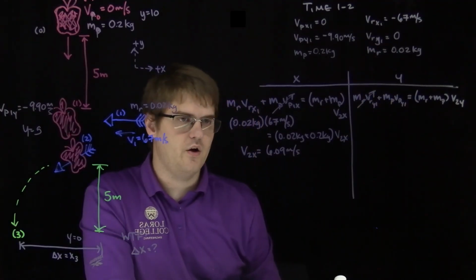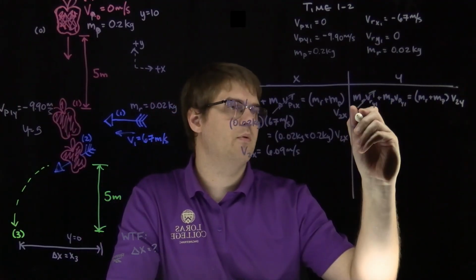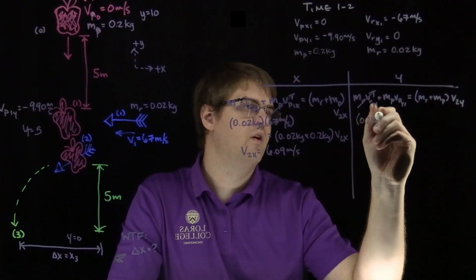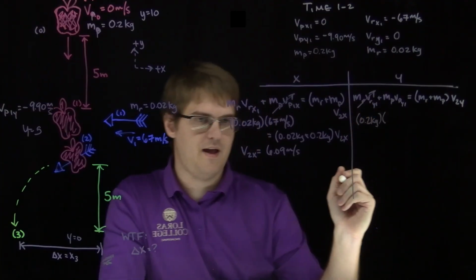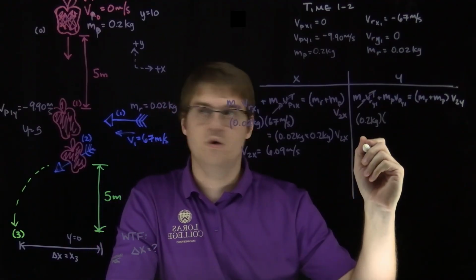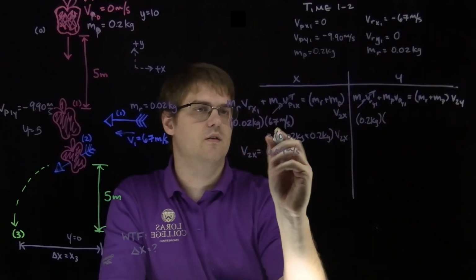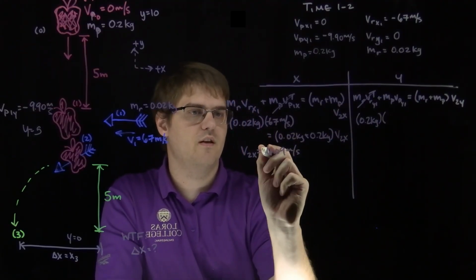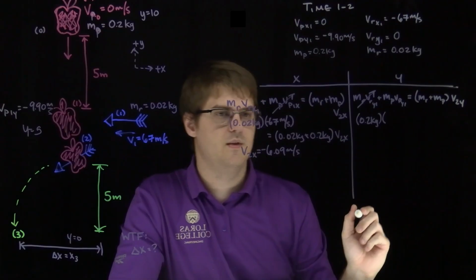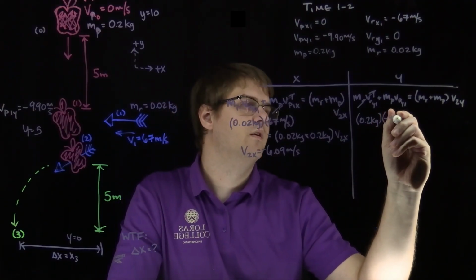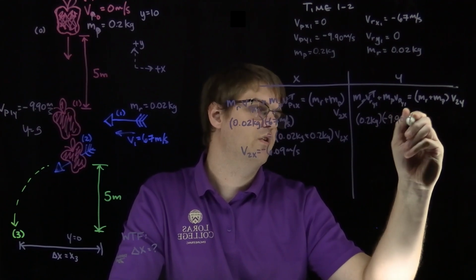And then my second piece here, I am going to have my arrow, in this case, is not moving at all in the y. My apple is, so I've got my mass of my apple, 0.2 kilograms, times the velocity of my apple in the y, which is, oh, sorry, this guy's going negative 67, which means this is going to be negative. This guy is going to be negative 9.90 meters per second.